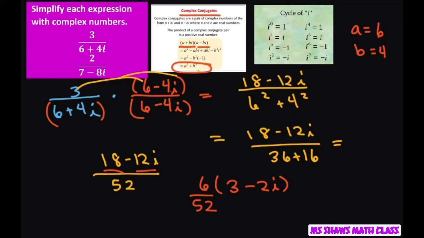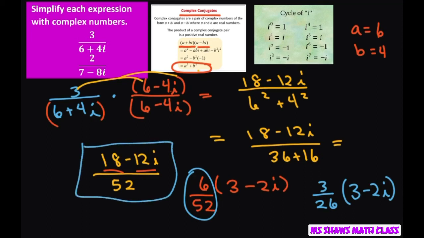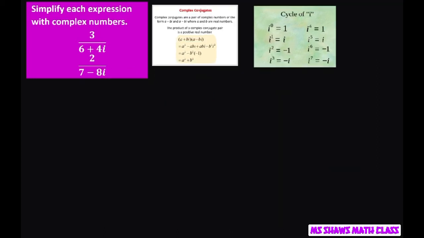And then 6 divided by 52. Let's see what we can do with that. Basically, for this, we can write this as 3 divided by 26 times 3 minus 2i. All right, or you can just leave it like this. This would be simplifying it even further. Okay, let's do the same thing for the next one.